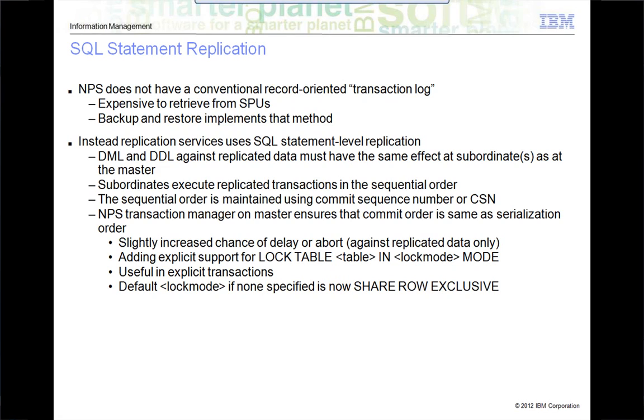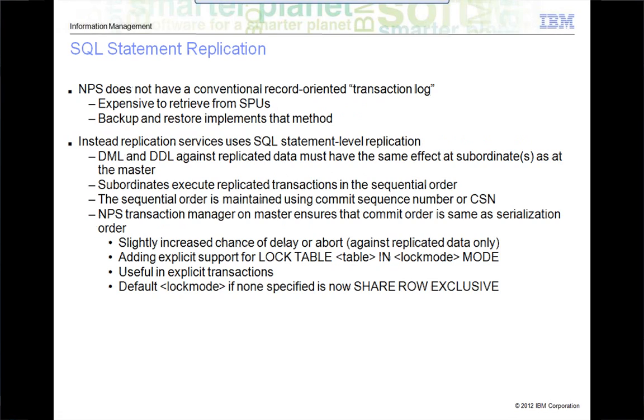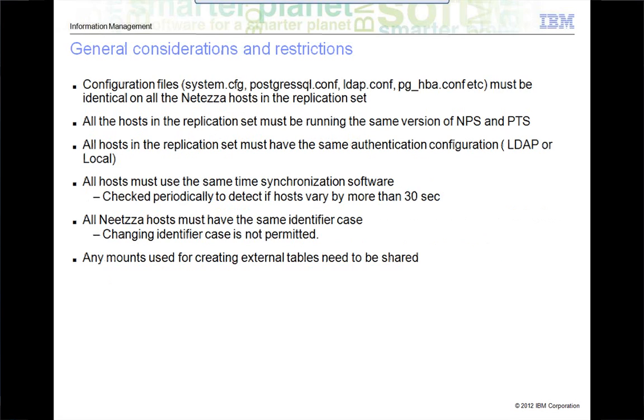Okay, so general considerations and restrictions. Because we implement the SQL statement level replication method, there are certain restrictions and considerations that we need to follow. The first one is the configuration files: the system config file, the Postgres SQL config file, LDAP config, and other configuration files. They must be identical on all the Netezza hosts in the replication set. Depending on the settings, there can be performance implications, as well as differing values. So you need to have the same settings on all the appliances so that you will have the same result set across the board, okay?